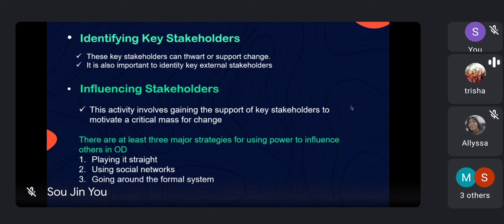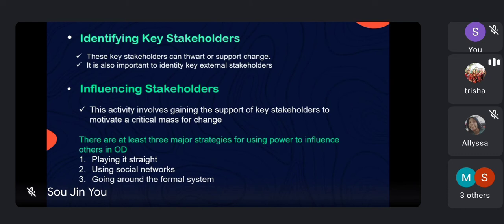Ibig sabihin, kung makuha natin yung stakeholders para dun sa change natin, parang mas makaka-influence sila dun sa mga members natin kasi sila yung pwedeng magbigay ng information about change na pwedeng mangyari sa organization natin. Tapos, meron namang 3 major strategies for using power to influence others in OD.